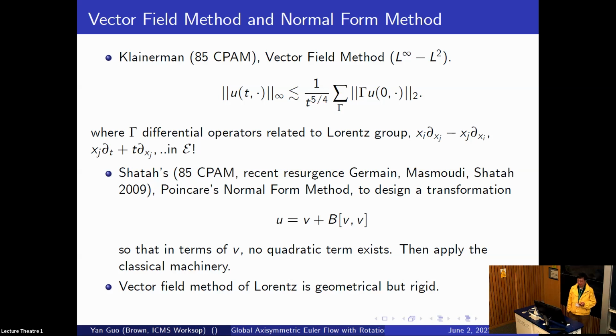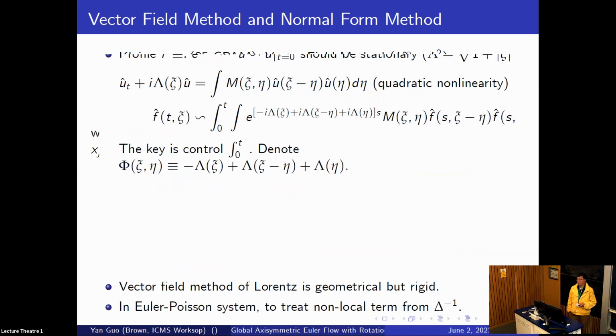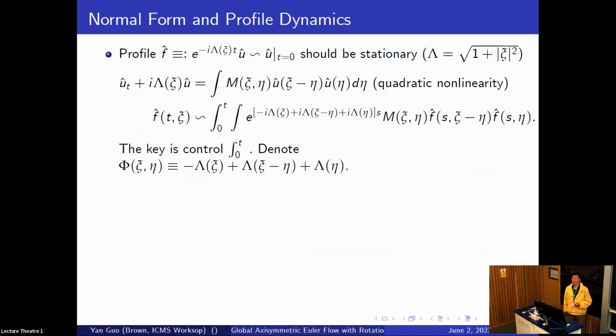Let me give you an overview of this new formulation. This new formulation was due to Shatah himself and also Masmoudi and Germain. The key quantity to introduce is this profile. So what is a profile? U is a solution to the nonlinear equation, right? Let's assume the linearized flow in Fourier space is e to the i lambda t, and this is the so-called conjugate flow on the negative side, right?